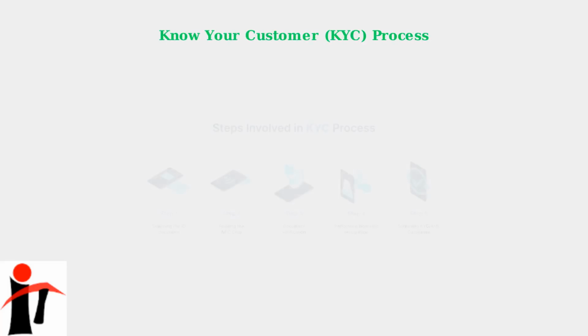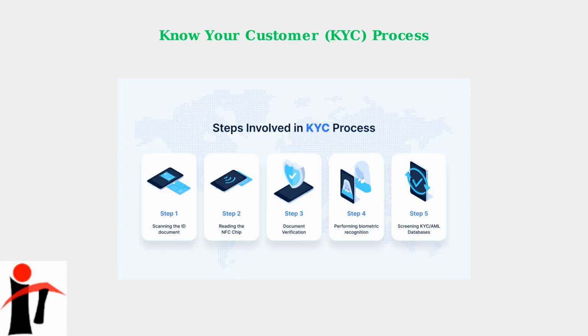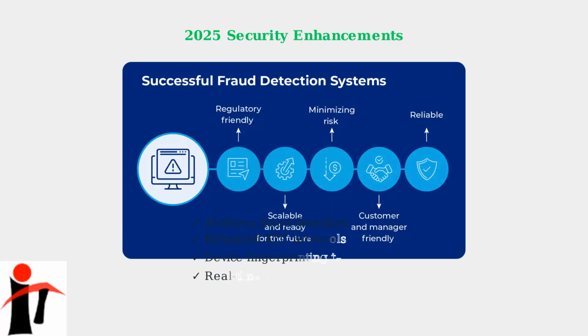Cash App uses a comprehensive Know Your Customer, or KYC, process to verify user identities. This involves multiple steps, including document scanning, verification, and database screening to ensure compliance with financial regulations. As of 2025, Cash App has significantly enhanced its security measures. The platform now uses AI-driven fraud detection, stricter identity verification requirements, expanded geographic restrictions, and advanced device fingerprinting technology.